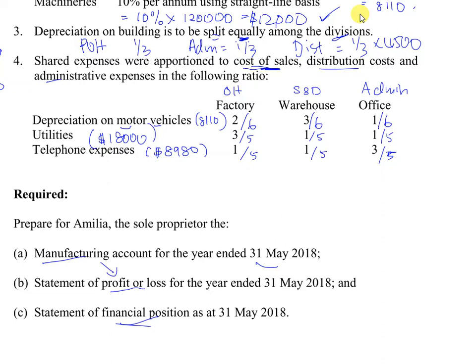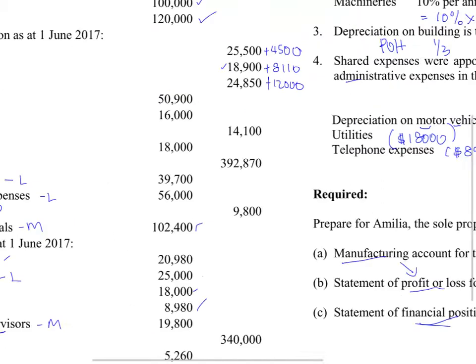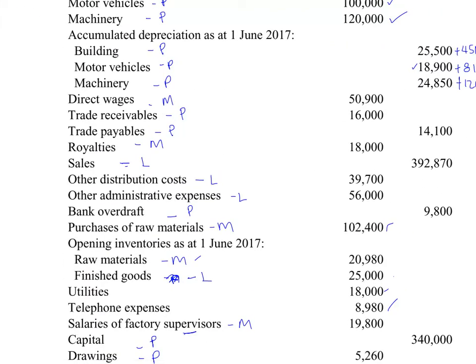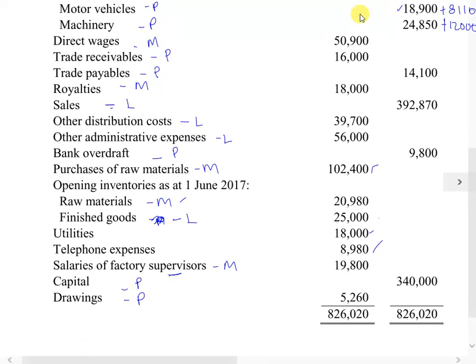Start with opening raw material, plus purchase of raw material, 102,400. Any more? Plus import duty. Do we have import duties? No. Plus carriage inwards? No. So we only have 2.